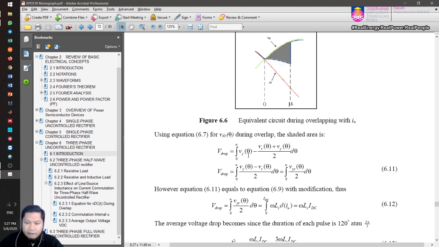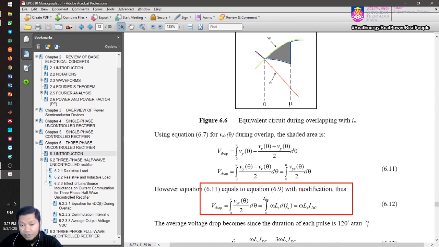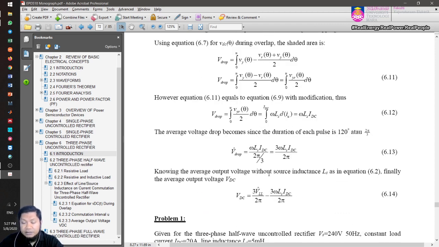That's why you have Vy theta minus Vr plus Vy theta divided by 2, and do it again, you have Vyr. If you look closely, equation 6.11 actually equals equation 6.9. You can refer to your notes again. Therefore we just use the result that you obtained just now. Then we know that the V drop equals omega Ls Idc. I think there is a slight difference from your draft, isn't it? And I did send you a message that you need to correct this 6.12.